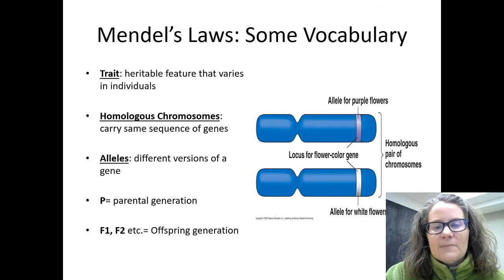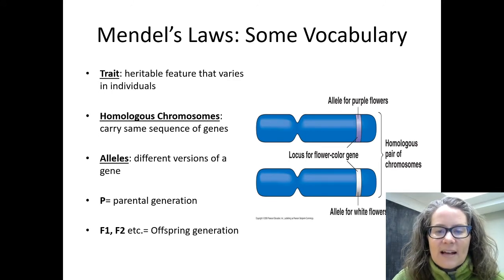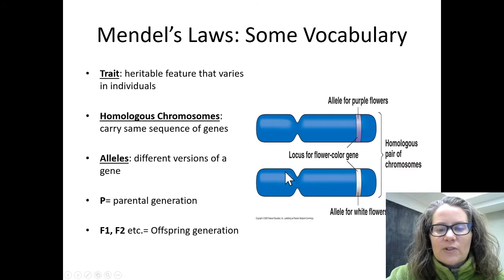So the first terms, traits in genetics are any heritable feature that passes from a parent to an offspring. Homologous chromosomes, like in blue over here, are 2 chromosomes that carry the same sequence or set of genes. However, those genes can come in different versions. Those are known as alleles.